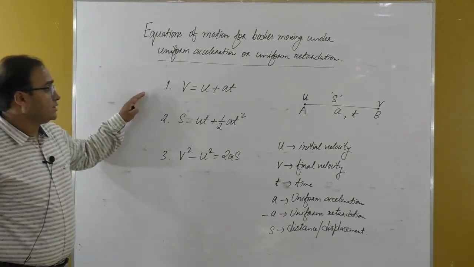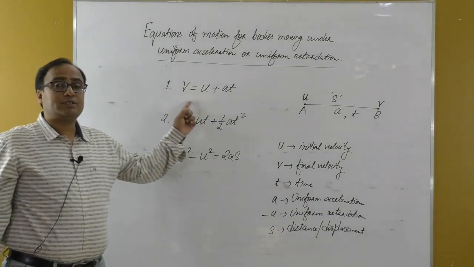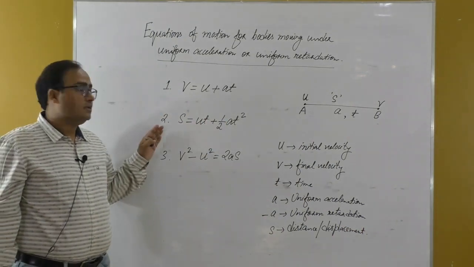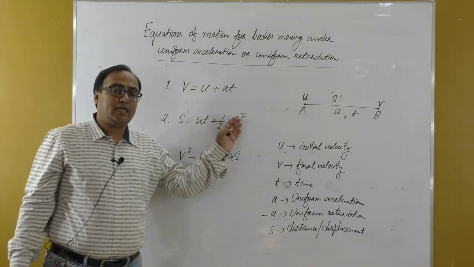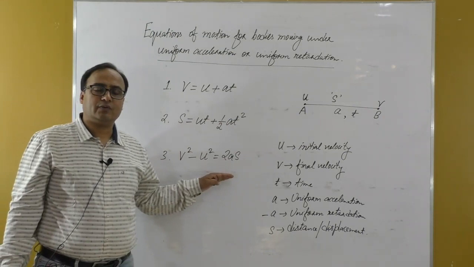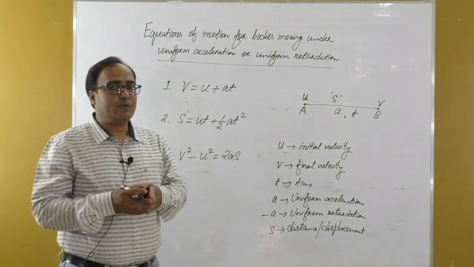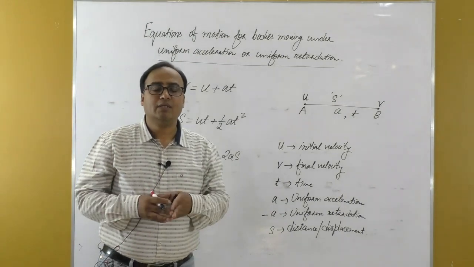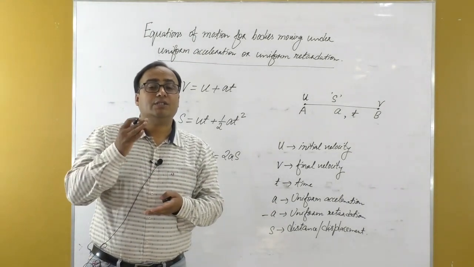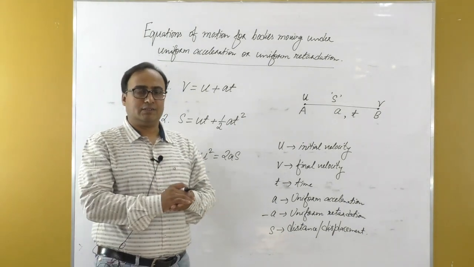So the three equations of motion, you should note down. First one, v equals u plus at. Second one, s equals ut plus half at square. And the third one, v square minus u square equals 2as. Under what condition can these three equations be applied? If the body moves under uniform acceleration or uniform retardation.